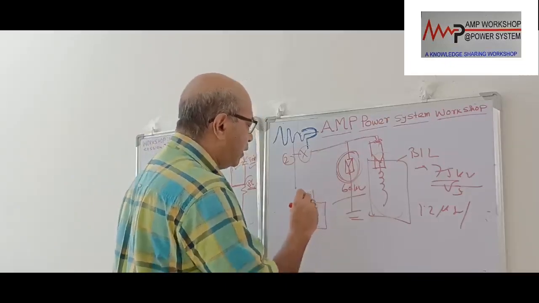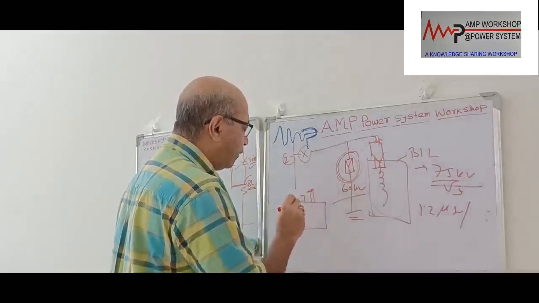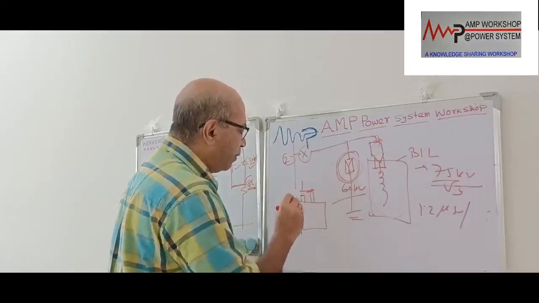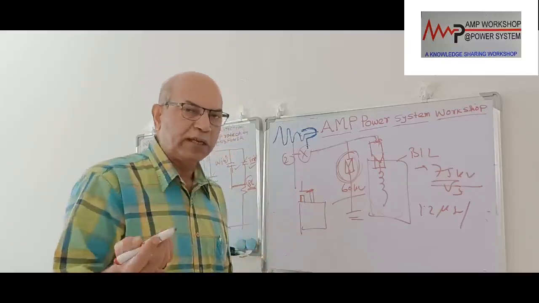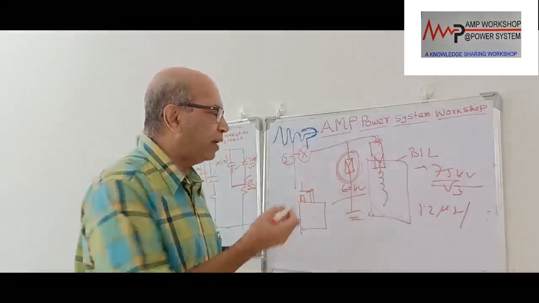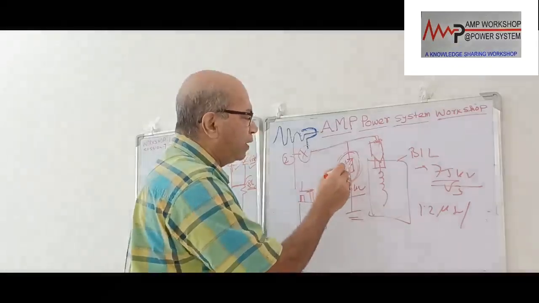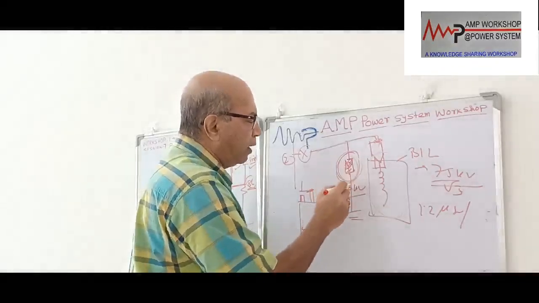Suppose this is a bushing. Yes, we can put a horn gap. So when the voltage comes, immediately the gap will spark over and it will be grounded. Or it could be metal oxide type, solid state metal oxide type. In that case, there is no gap. It is filled up with the metal oxide, but it has a resistance.